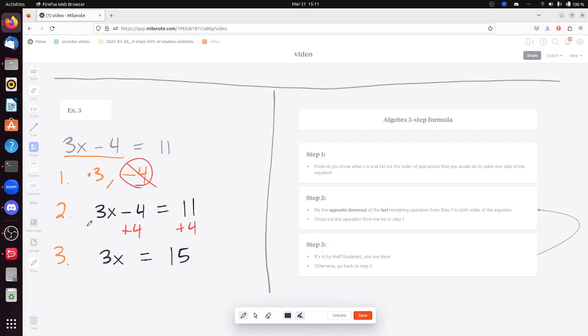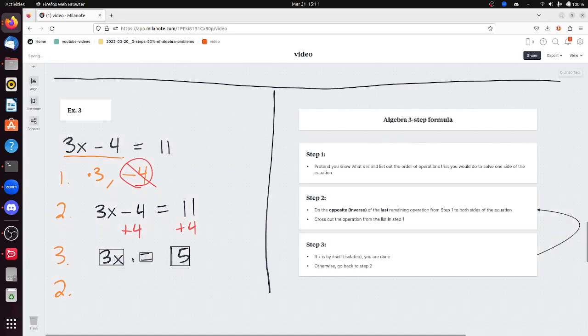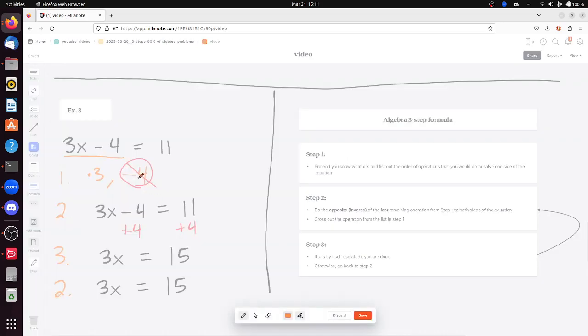So now we need to go back to step 2 and do that again. So let's do another iteration of step 2. And I can copy this down. So if I just copy this down, we would now pick the next operation off the end of the list that we created in step number 1 that has not been done yet. So we've already done the negative 4, and now we need to take care of the multiply by 3. The opposite of that will be division by 3. So we have to divide by 3 on both sides.